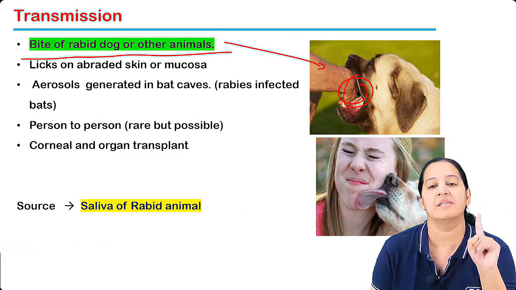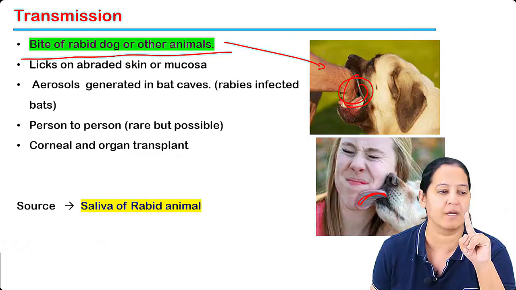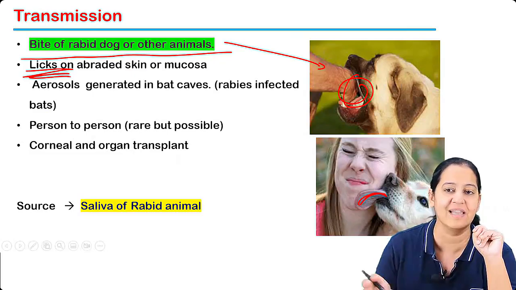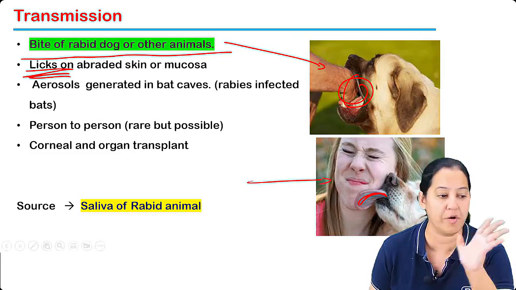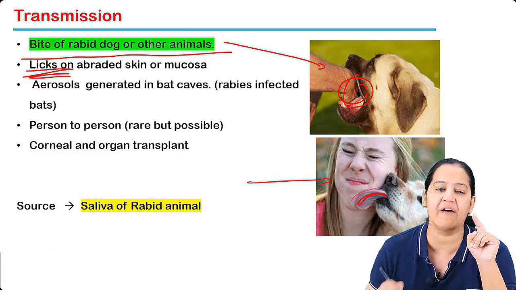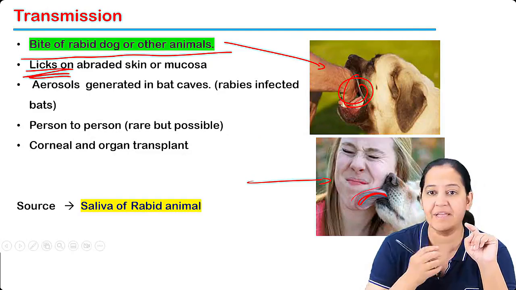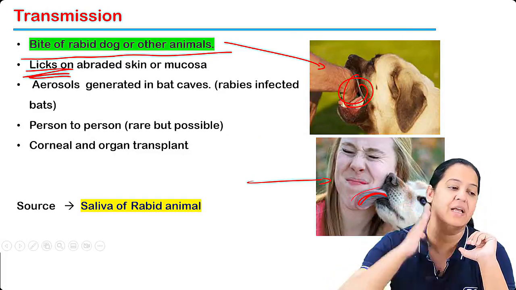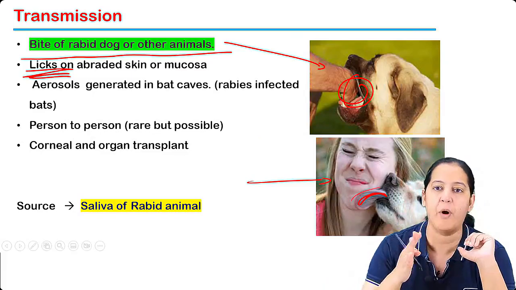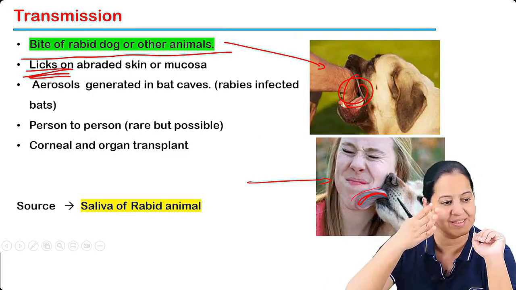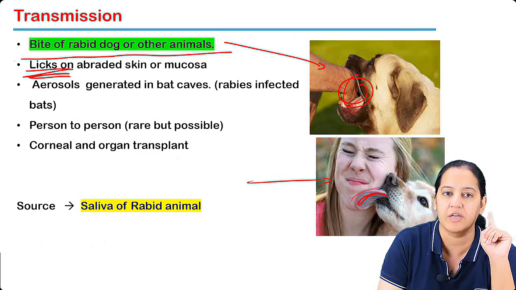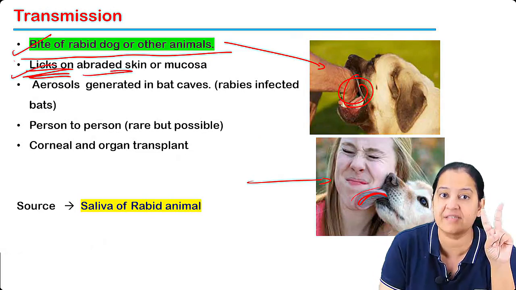Number one. Sometimes the dog is just licking, not biting. You can see in the image, licking, not biting. So maybe the person is having abrasions on the skin, and on the abraded skin, the dog is licking. You got my point? So the saliva ultimately goes inside, and in this way also it gets transmitted. So bite of the dog, number one. Licking on the abraded skin, number two.